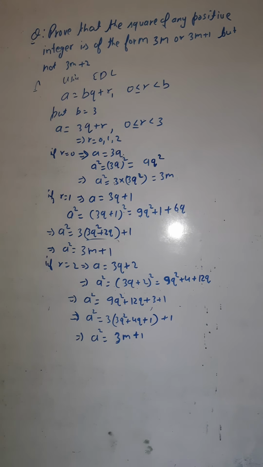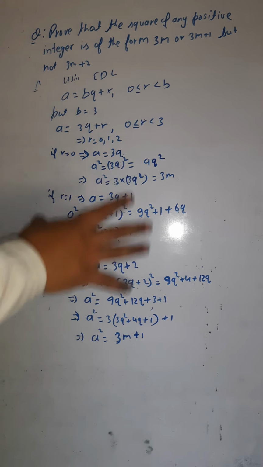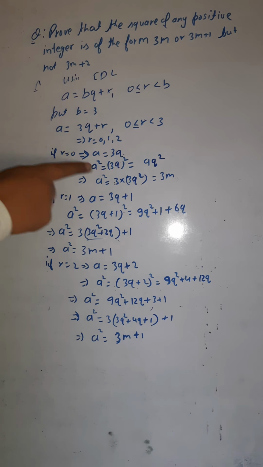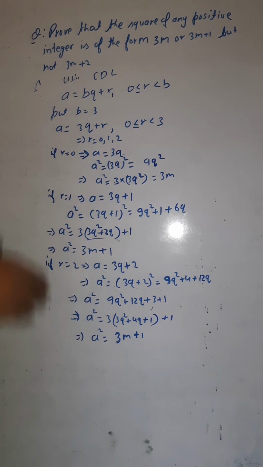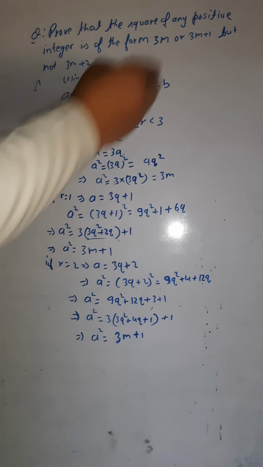3m plus 1. Now we have proved that if you take any positive integer, it would always be of the form either 3m or 3m plus 1. Like in the first case, that was of the form 3m. In the other cases, this is of the form 3m plus 1, 3m plus 1 here also. So the square of any positive integer is of the form 3m or 3m plus 1, but not 3m plus 2.